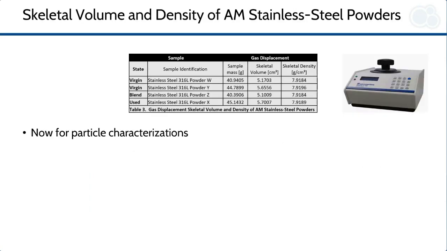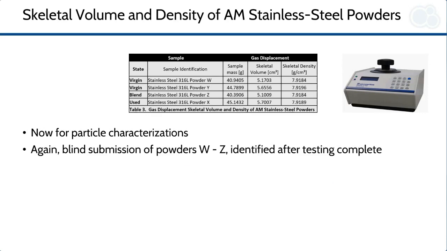Here we see the first of the particle characterizations. These powders were also submitted blindly, this time with designations W through Z, so that they could not be matched up to those submitted for powder rheology until after the completion of testing. This time the virgin powder was submitted as powders W and Y, while the used powder was labeled as X and the 50-50 blend as Z.